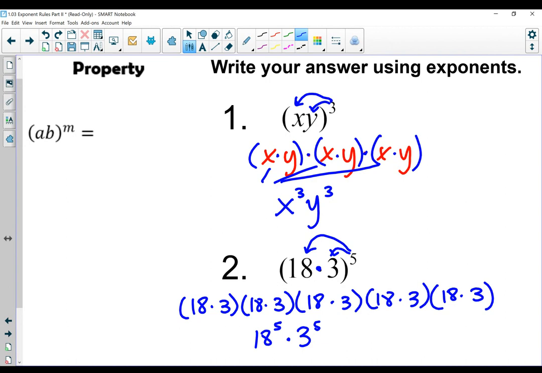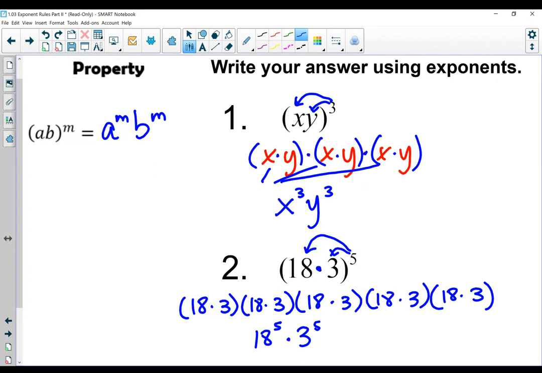So we can distribute exponents over multiplication. So this is going to be, for our property, if I have a times b to the nth power, I have a to the nth power and b to the nth power.